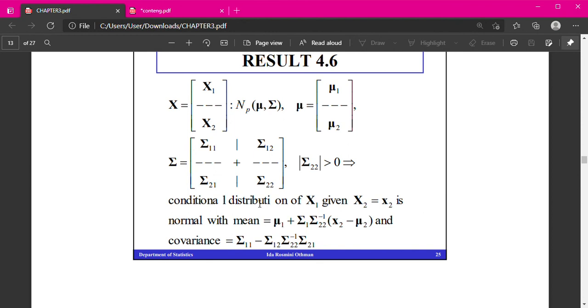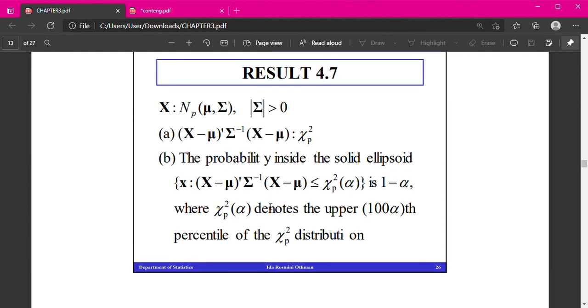This one sama lah yang tadi. Okay, this one adalah properties, the next properties yang mengatakan, yang saya cakap tadi, the square distance of the multivariate, okay, surface of the ellipsoid actually adalah chi-square distribution with p degree of freedom. Okay, so the probability inside the solid ellipsoid will be the square distance less than or equal to the value of the probability daripada chi-square table.